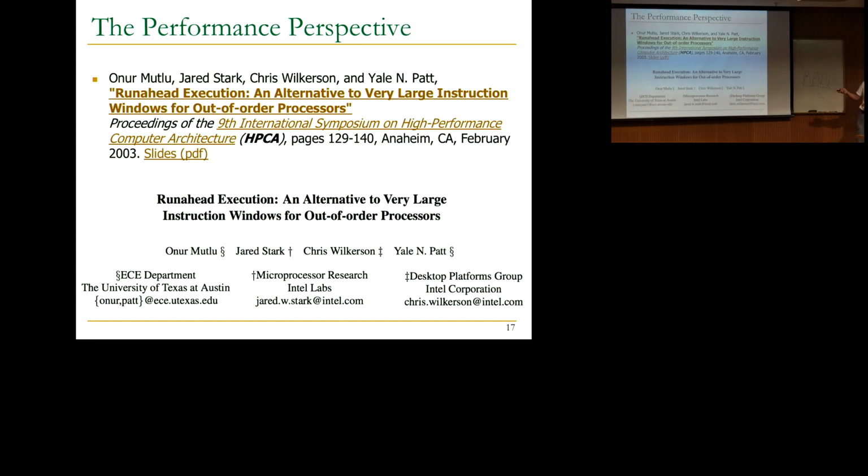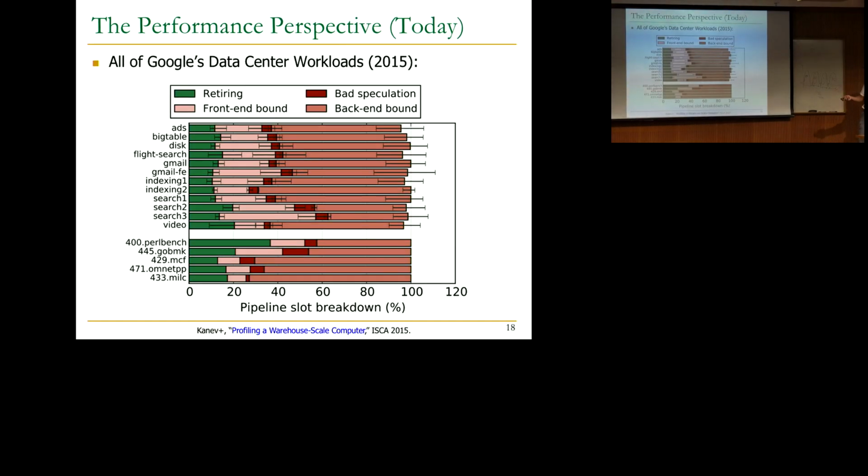And this is the graph I promised to you. This is from Google's recent paper, 2015, where they analyzed what they claim are all the data center workloads plus some SPEC workloads, and they show that the processor is doing useful work only 10% of the time. Most of the time, it's back-end bound. It's waiting for data to come back from memory.